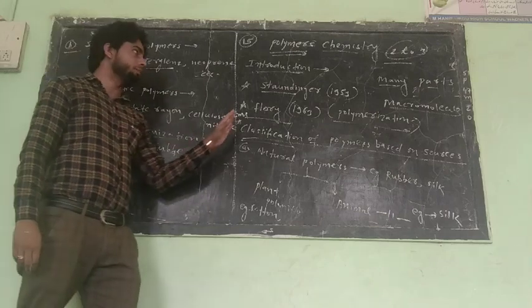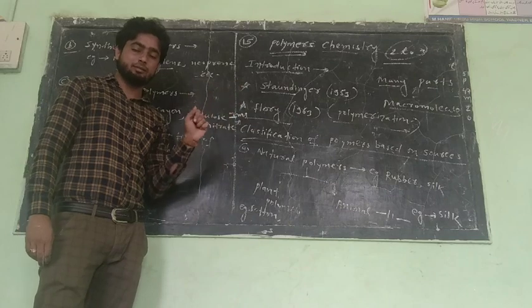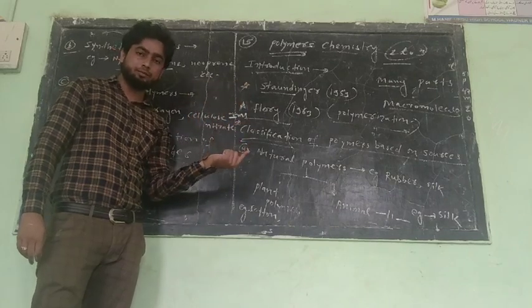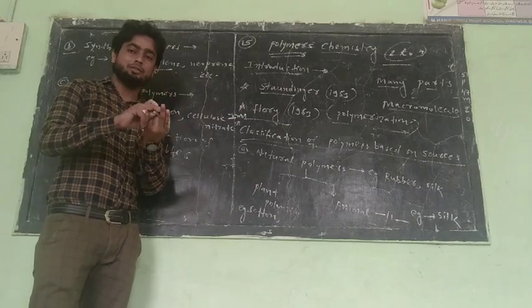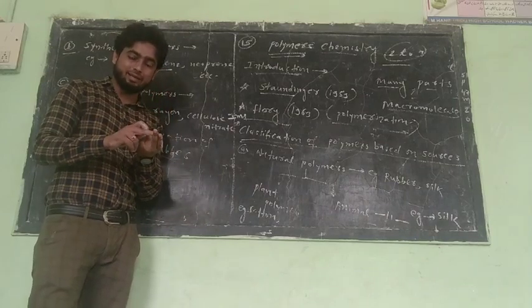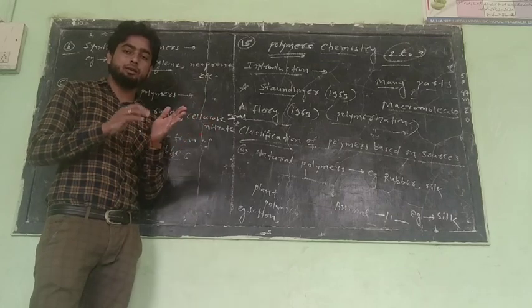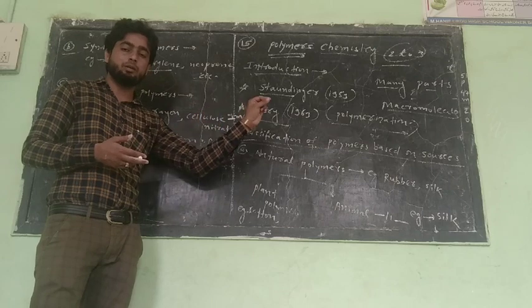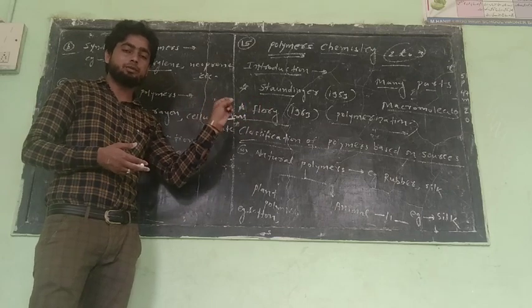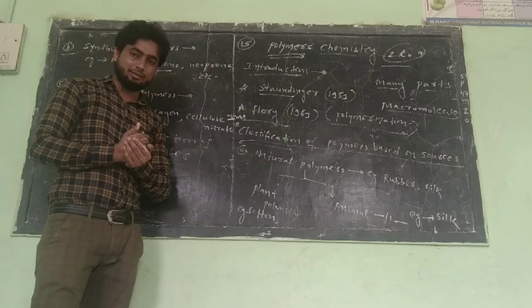Clear? So this is all about polymer chemistry. First we discussed the introduction. We discussed what is polymer. Poly means many, mer means parts. Clear? Now we take a definition. What is polymer? The process in which two or more monomers repeat to each other to form the polymer. And the process in which monomers change into polymer is called polymerization.